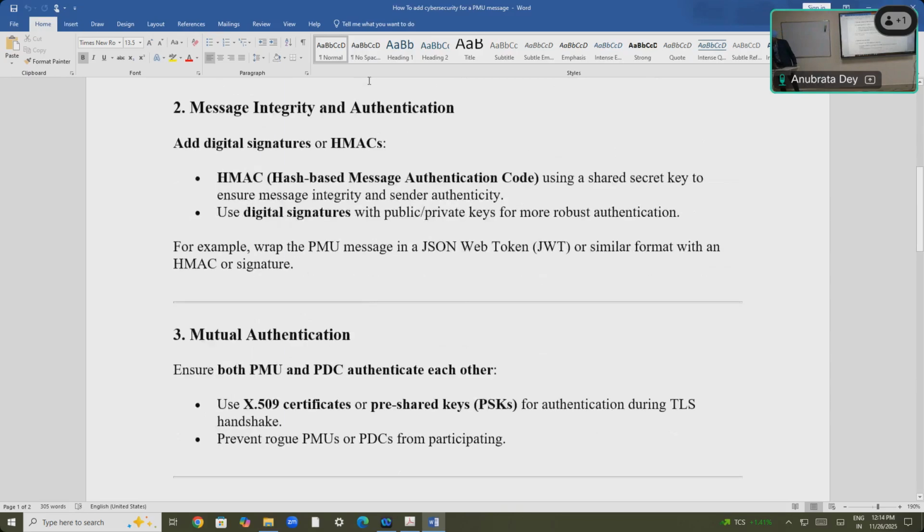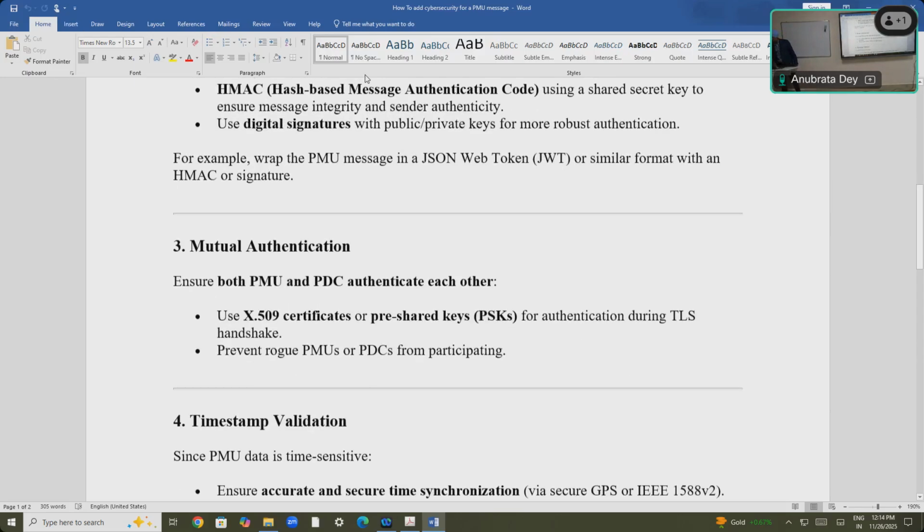Now, you can add digital signatures, and again, we know about that already, or you can add a hash-based message authentication code. So hashing you can do. That's a lower level of security, but still better than nothing. You can do that. So for digital signatures, obviously you have to set up your public key infrastructure.